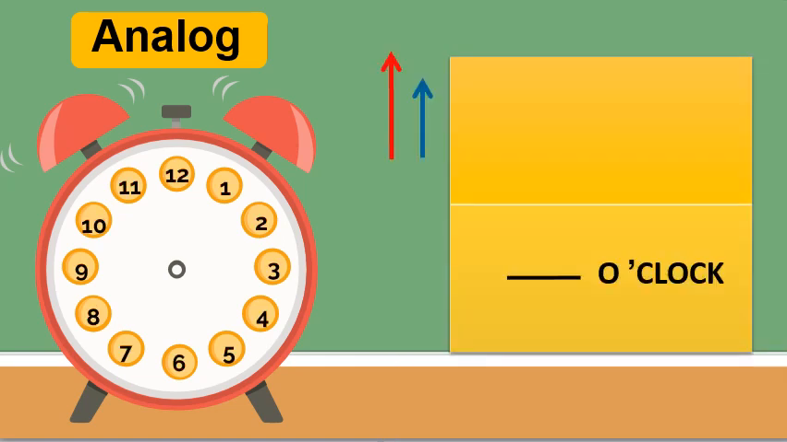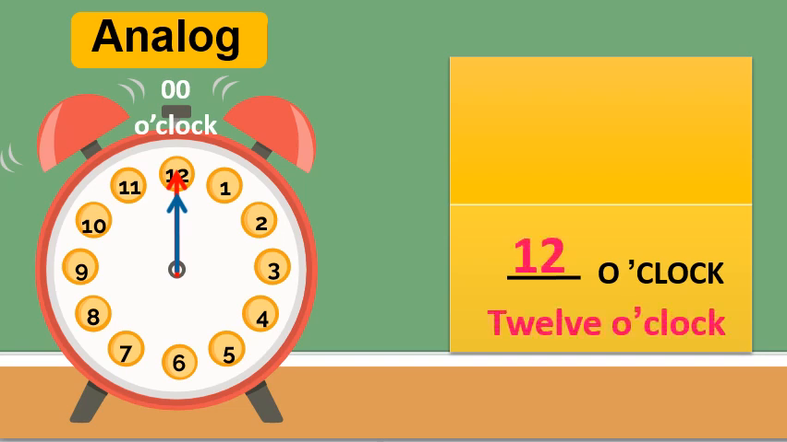I'll give you an example here. I have here the long hand and the short hand. If both of them point to 12, like that, in analog form, the short hand tells me the exact number. So the short hand will be 12, and the long hand tells me o'clock. So it's 12 o'clock because the short hand points to 12, it means 12, and the long hand points to 12, it means o'clock.